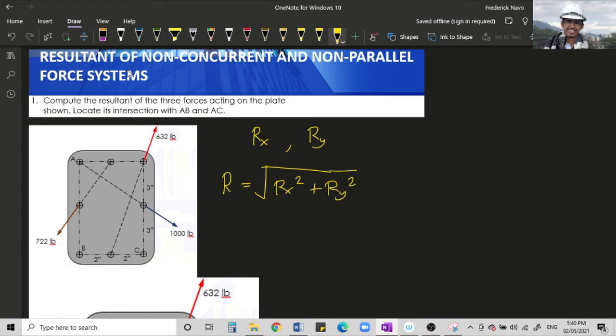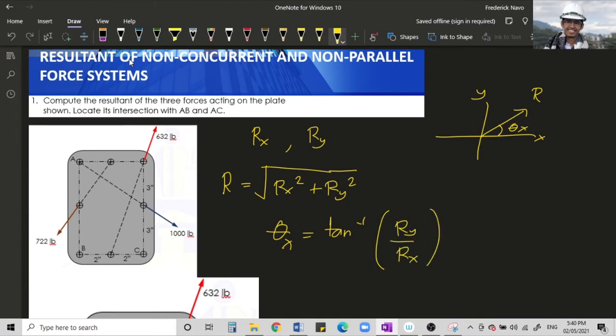And para makuha natin yung location niya at an angle theta x, or at an angle about from the x-axis. So, kung ito yung x and y plane natin, example, and we have the resultant R, syempre merong direction yan, no? At an angle theta x. This is x-axis and this is y-axis. So, para makuha natin yan, so Pythagorean theorem, so that will be equal to the inverse tan of Ry over Rx. Tama? So, this is the absolute value of Ry over Rx.